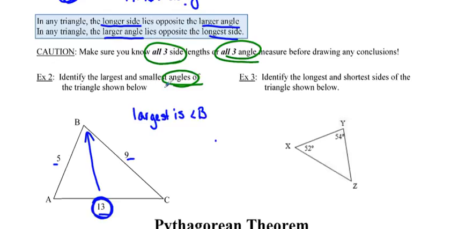They also want us to determine the smallest angle. The smallest angle is going to lie opposite the smallest side. The smallest side in this triangle has length 5, and the angle opposite, or across from, the side whose length is 5 is angle C. So the smallest angle is angle C.